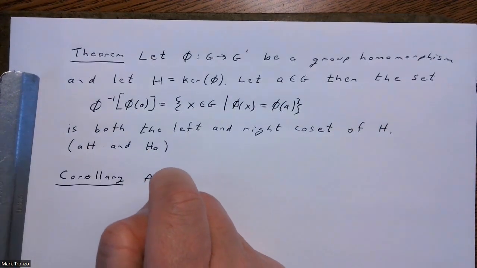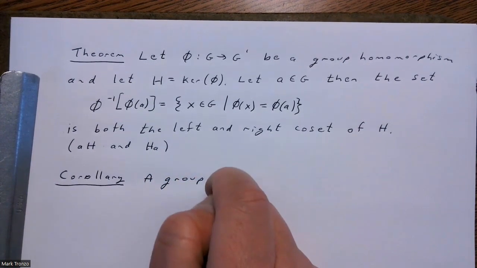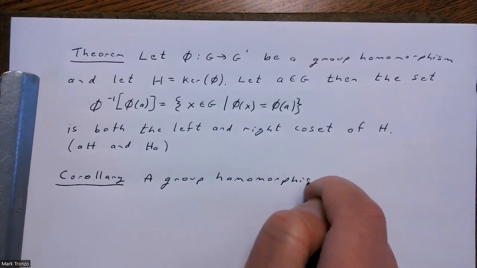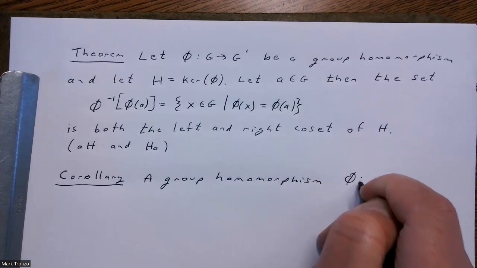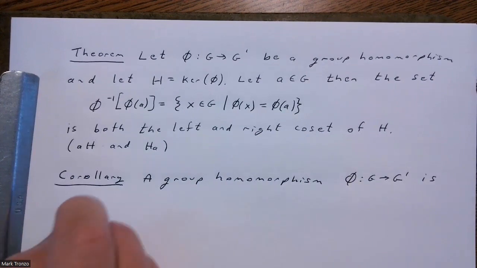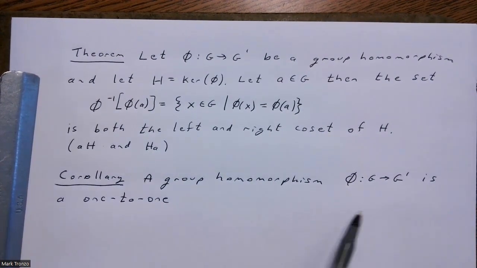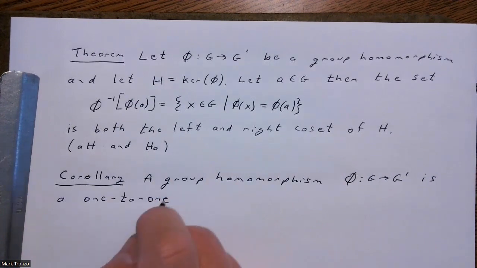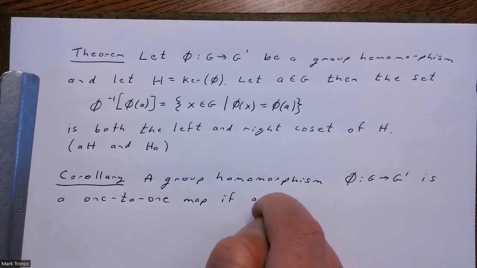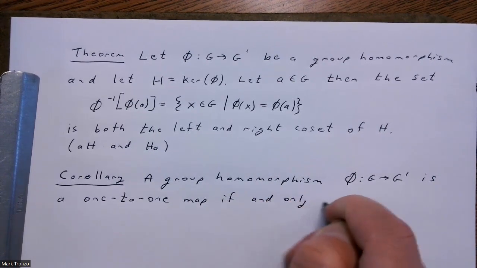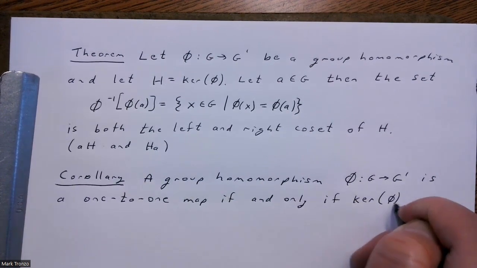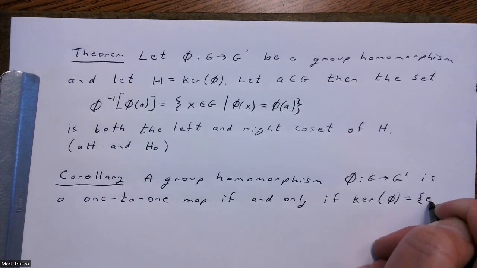A group homomorphism phi from G to G prime is a one-to-one map if and only if the kernel of phi is equal to the identity.